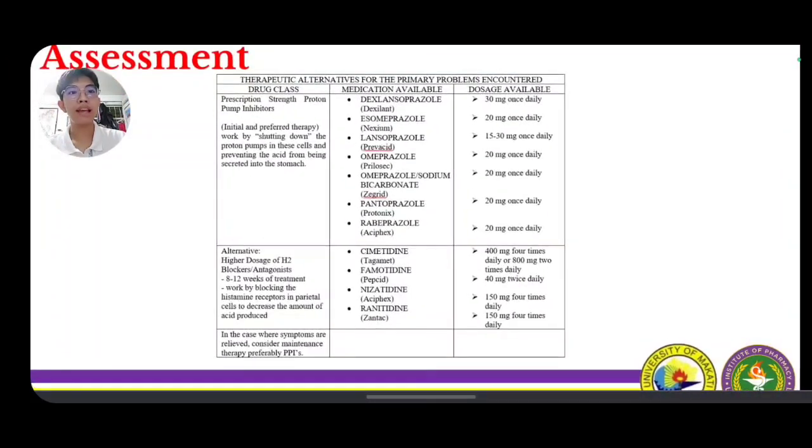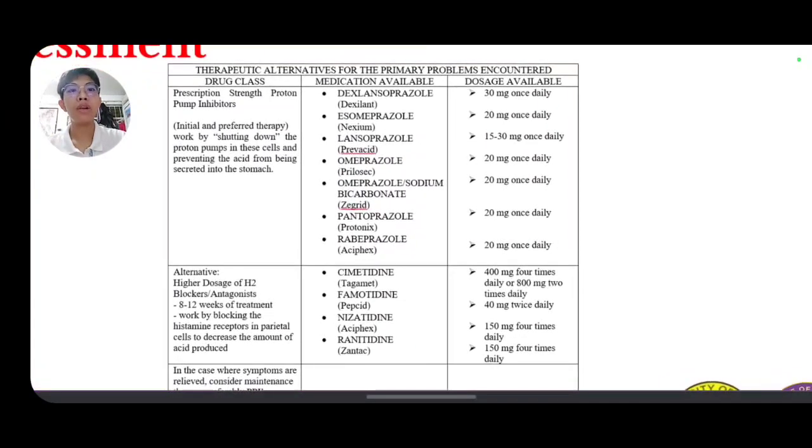For our therapeutic guidelines or therapeutic alternatives for the primary problems encountered, first we have PPIs, or prescription strength proton pump inhibitors. These PPIs are commonly used as an initial and preferred therapy. They work by shutting down the proton pumps in these cells and preventing acid from being secreted into the stomach. The medications available are dexlansoprazole with the brand name Dexilant, esomeprazole with the brand name Nexium, lansoprazole, which is also known as Prevacid, omeprazole and sodium bicarbonate, and pantoprazole and rabeprazole.